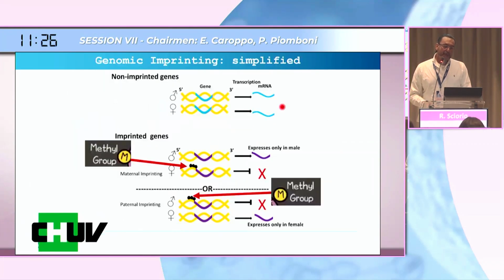So basically, in this top panel, these two genes are not imprinted. In the central part here, we can see that the imprinted gene is not expressed. So in this case, it is only the expression on the male. And on this other side, there is the methylation here. So this is not expressed, and it's expressed on the female side here.